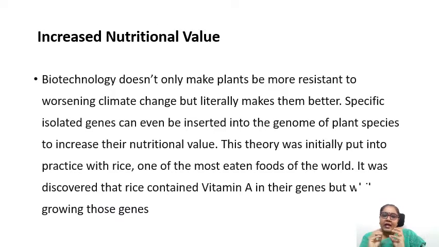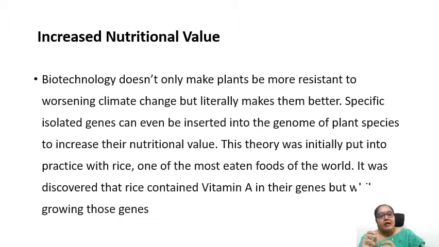Specific isolated genes that can be inserted into the genome of plant species to increase the nutrition value are taken. This theory was initially put into practice with rice. Rice, as we all know, is one of the most important staple foods in the world. Everybody we know is consuming rice.